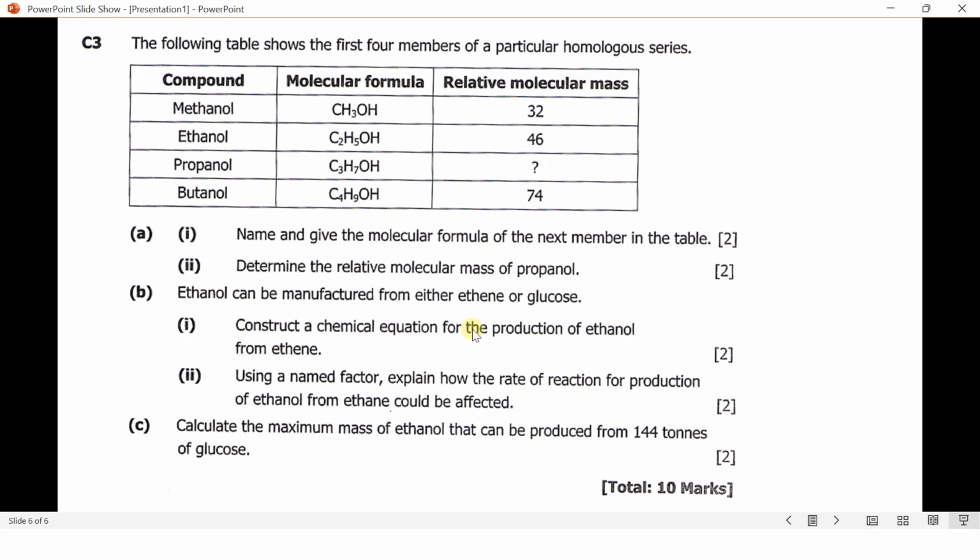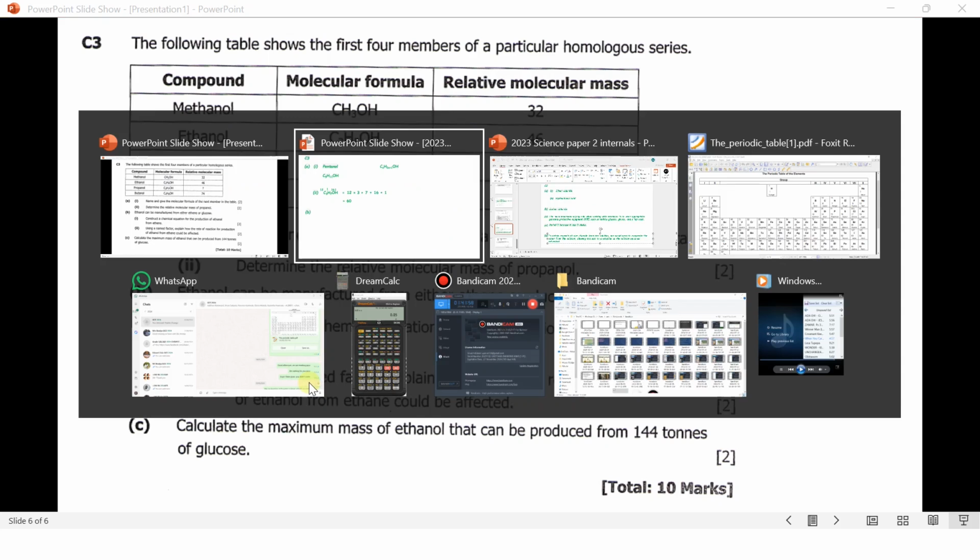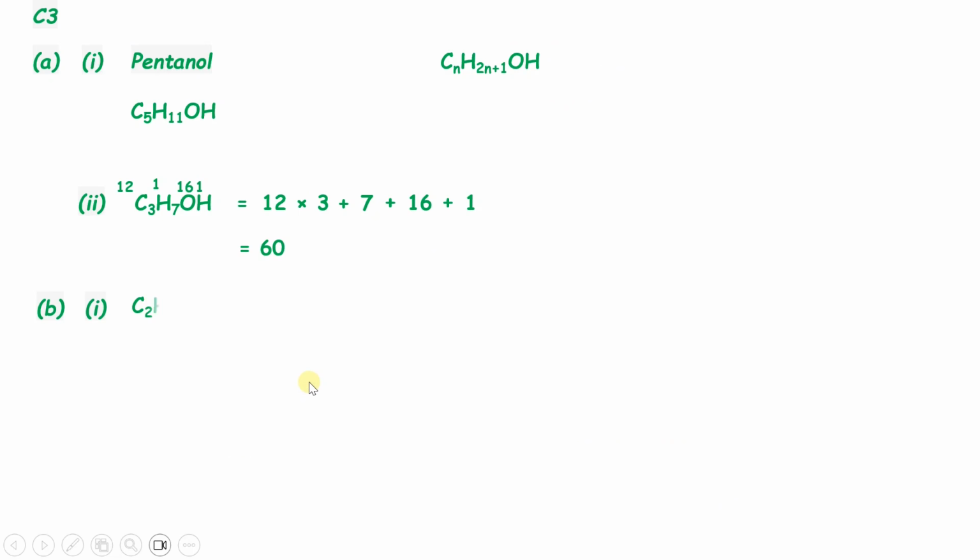B1, construct the chemical equation for the production of ethanol from ethene. So ethene plus steam gives us ethanol, like that. The equation is balanced as it is. So ethene can react with steam to give us ethanol, just as I mentioned in that question which gave us confusion about which one should be reacted with what.